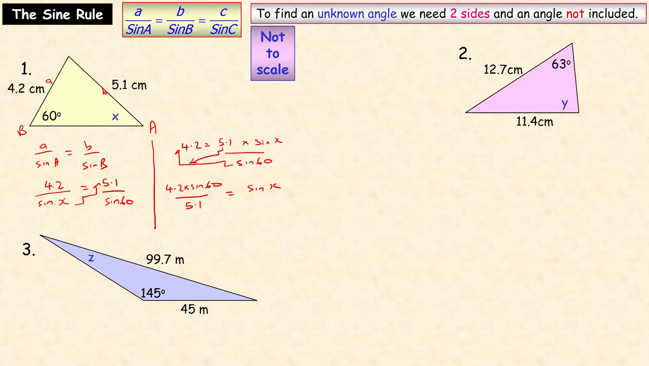If I plug that in my calculator, I want you to do that and see if you come up with the same solution as me. You should have 0.7131. So 0.7131 equals sine x, which means x is equal to sine to the minus 1 of 0.7131, which is shift sine of answer, and it should give you 45.5 degrees.